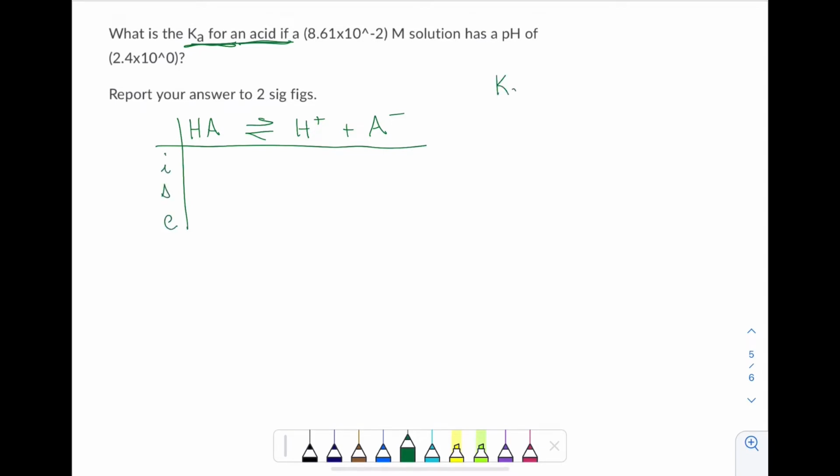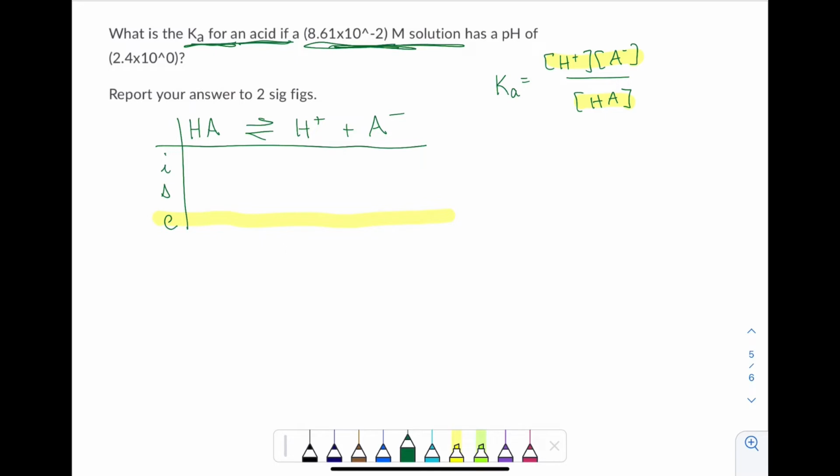and I'm going to calculate the Ka for this reaction, which will be the concentration of H plus times A minus all over the concentration of HA, where those concentrations are at equilibrium. I need this row in my ice table to be able to calculate that Ka. Well, I know the molarity of the acid solution. That is the initial concentration of the acid.